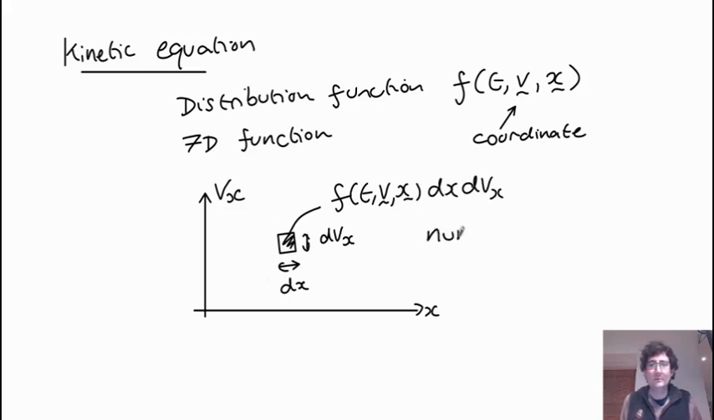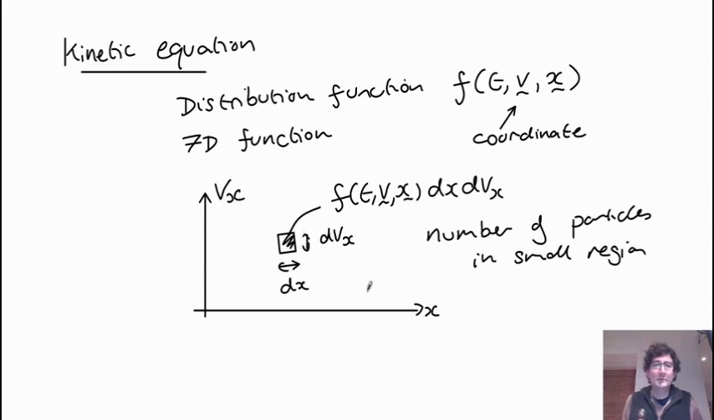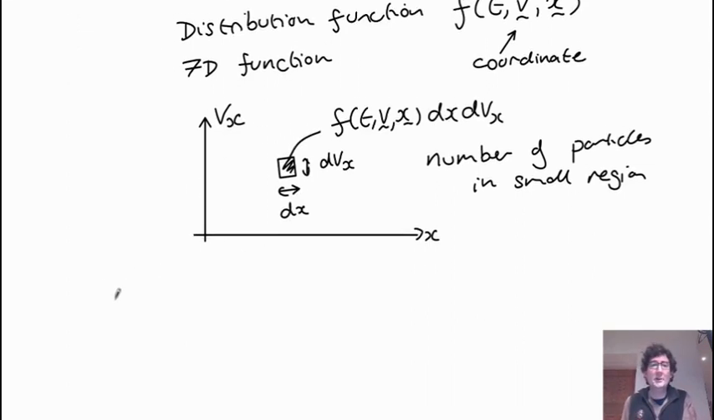So this is the number inside a small region. And so for every region in velocity space and in real space, we can describe how many particles are in that region using this function. And then as the system evolves, particles move in space, so they move in the horizontal direction here, or they accelerate, so they move up, or slow down, so they move downwards. And the evolution of this is described by the Boltzmann equation.